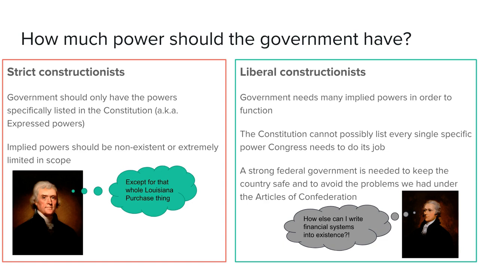No one is perfectly on one side or the other, though. As I mentioned, Jefferson became more of a liberal constructionist as he was president and realized he needed certain powers, and Congress needed certain powers, to get things done that he wanted to accomplish. And Hamilton wasn't for the government just having unlimited power at all times. So no one's perfectly in one camp or another, but this is that debate that really still goes on today. So hopefully this has helped clear that up a little bit.